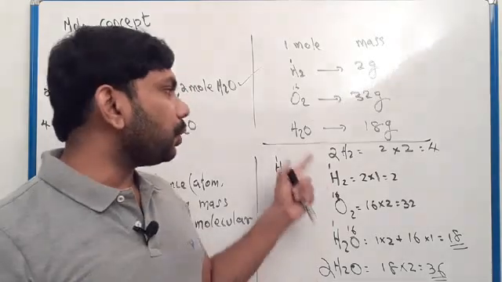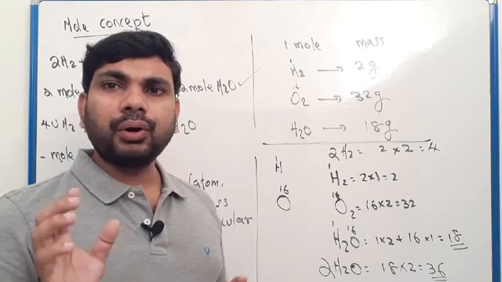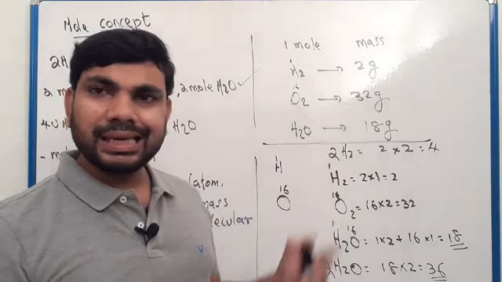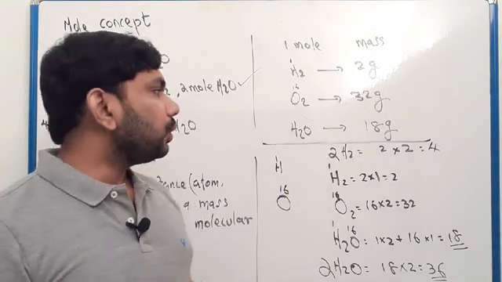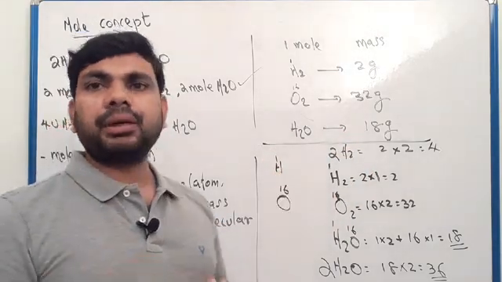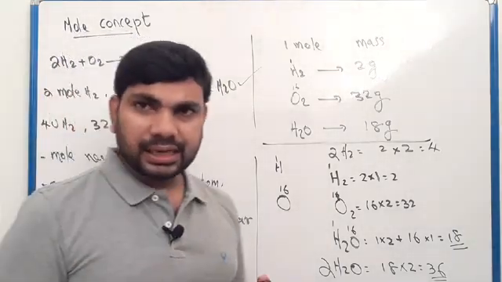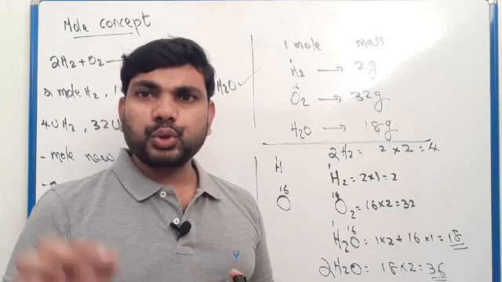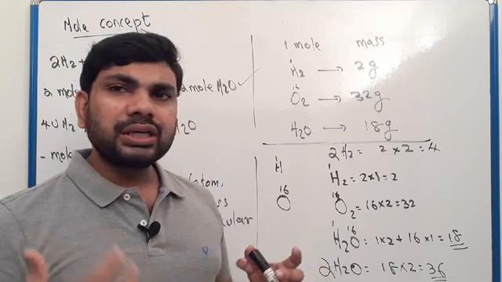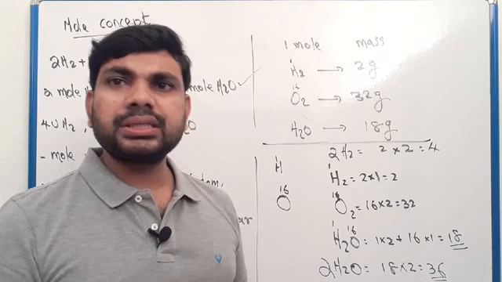We know the molecular mass of H2O is 18. So when you take 18 gram H2O, it will be 1 mole. Okay, so here you have to understand: 2 gram H2 is 1 mole, 32 gram O2 is 1 mole, 18 gram H2O is 1 mole.